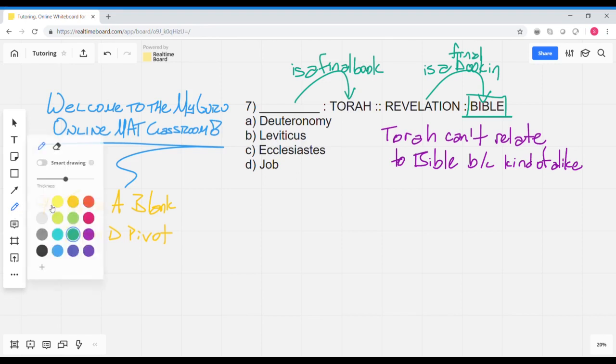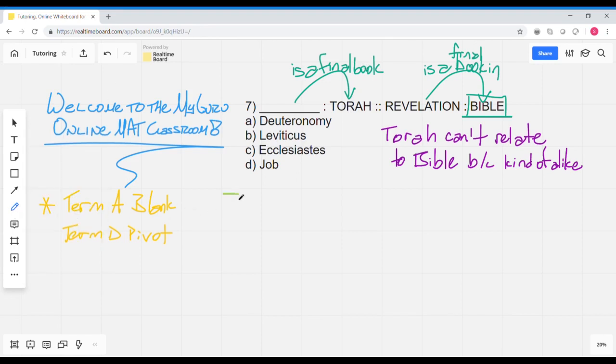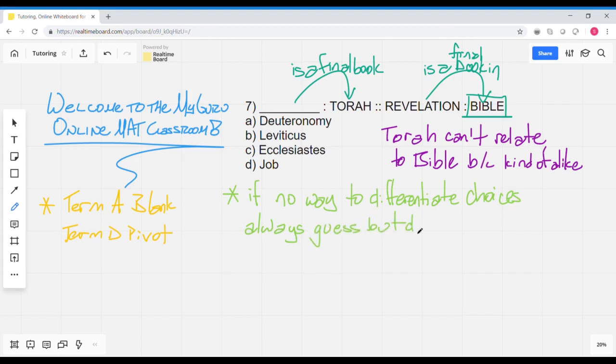So when that's the case, so if there's no way to differentiate the choices, first, always guess. But do so ASAP, and ideally in less than 15 seconds.